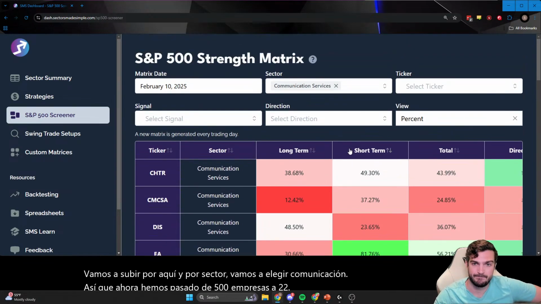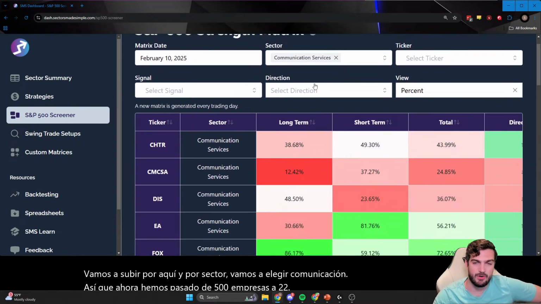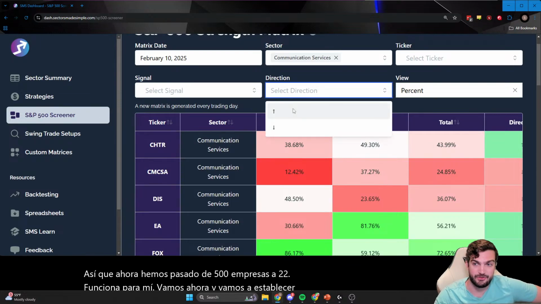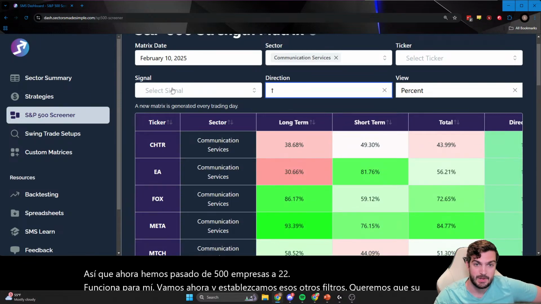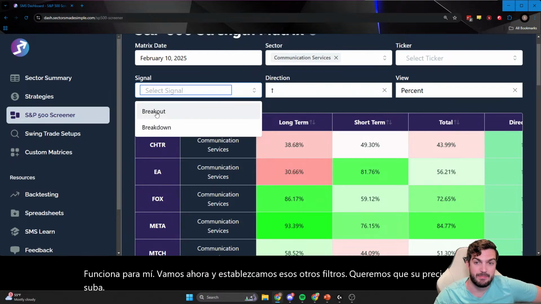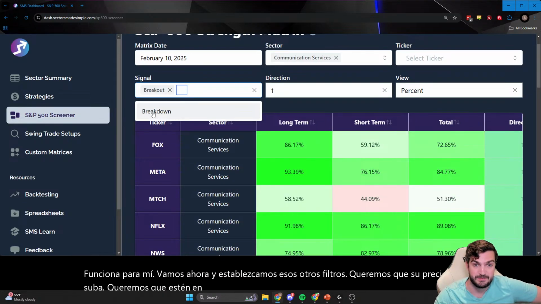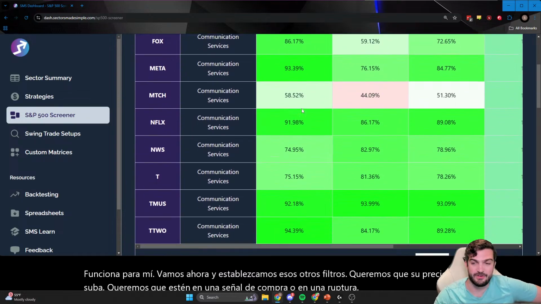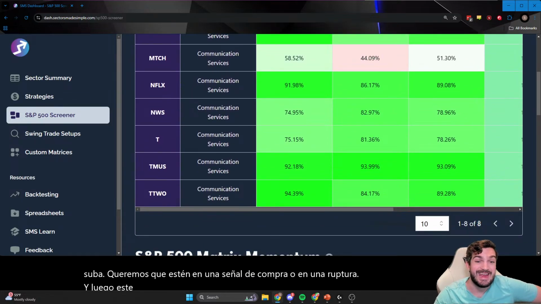Works for me. Let's now set those other filters. We want their price to be going up. We want them to be in a buy signal or a breakout. And then this is our list. We have 8 companies. Pretty easy to work with.